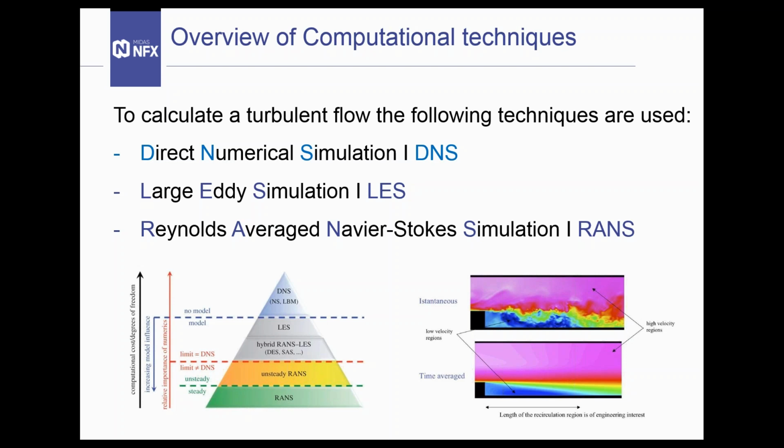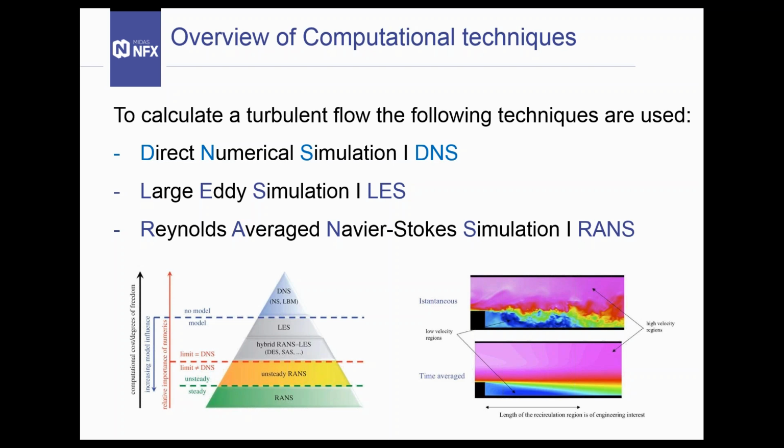And finally, the third method is called Reynolds-averaged Navier-Stokes, and this approach is the most widely used from the practical point of view. The governing equations of the flow are solved in averaged form. So turbulent fluctuations are strictly related to the mean flow, and due to this, the effects of turbulence can be approached by semi-empirical models.